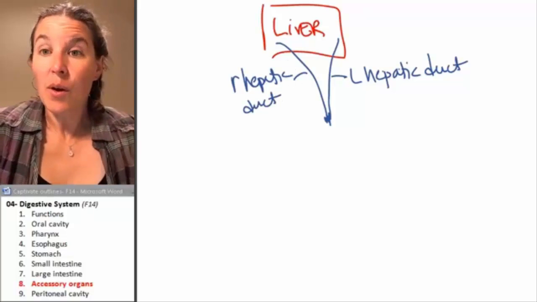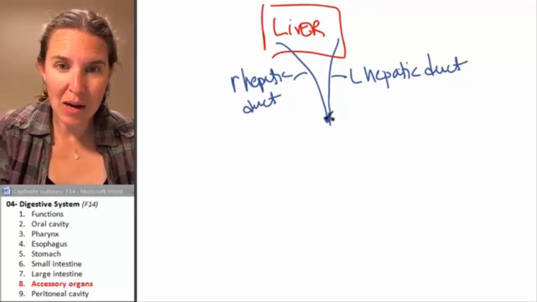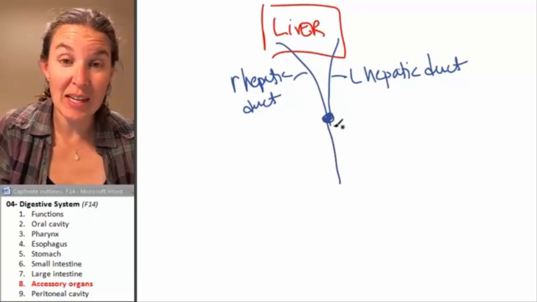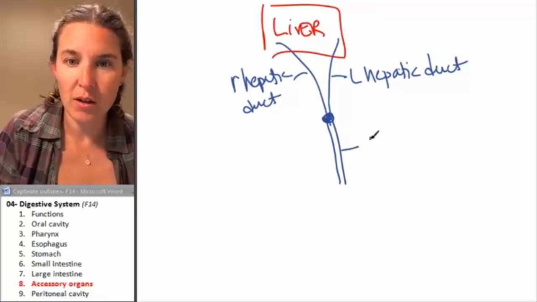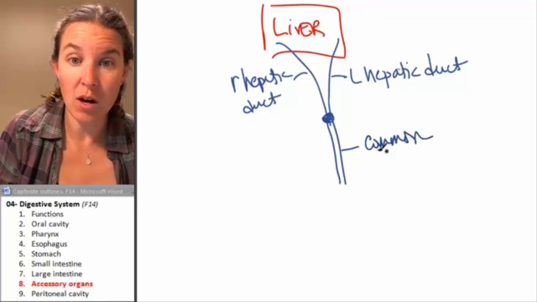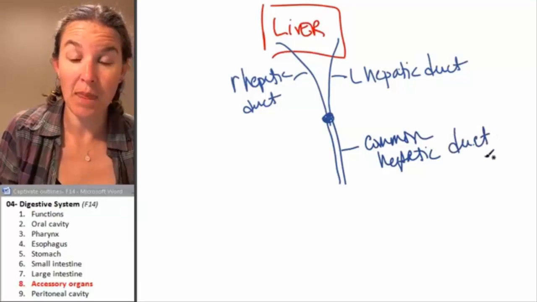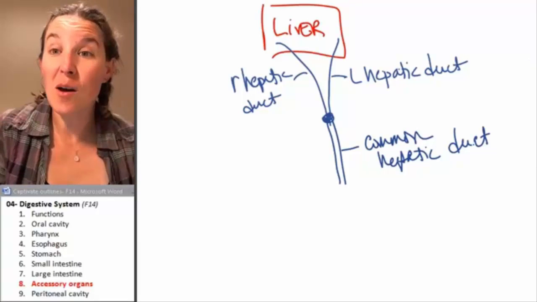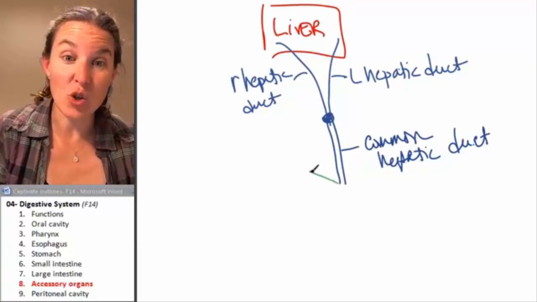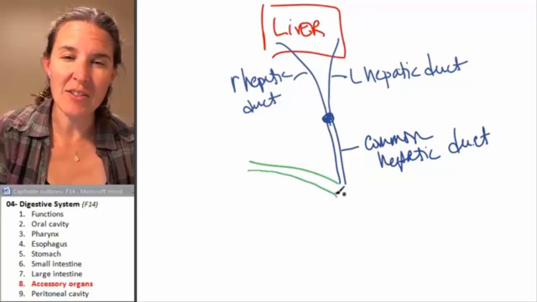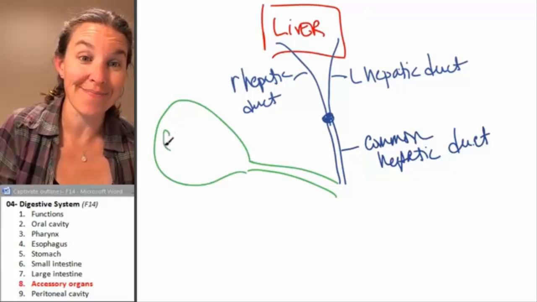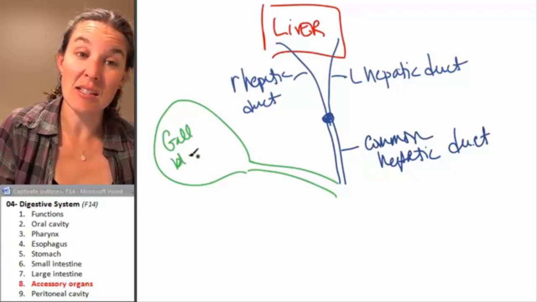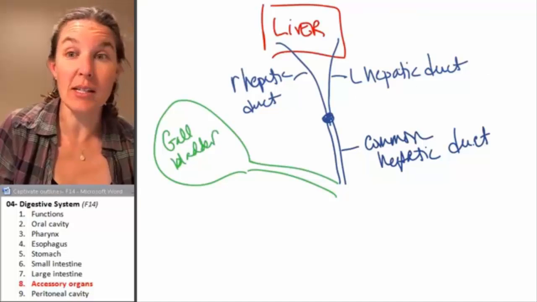Now, they combine, they join into the common hepatic duct. True story. Common hepatic duct. All right. Now, the common hepatic duct is joined by another duct that connects to, who do you think this green blob is? This is the gallbladder. Indeed, it is so.